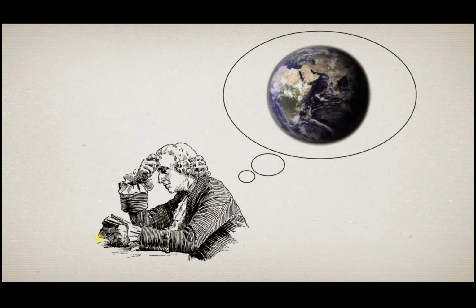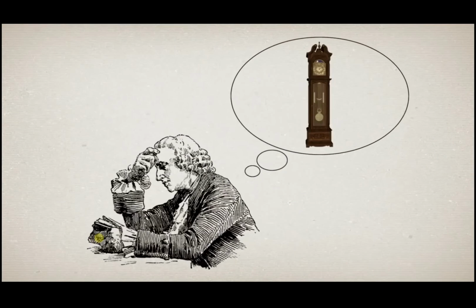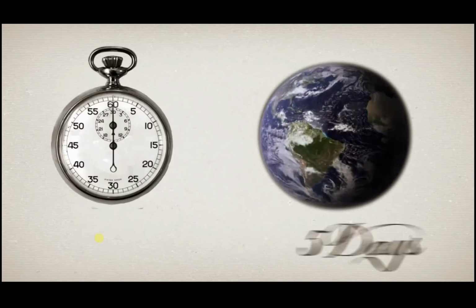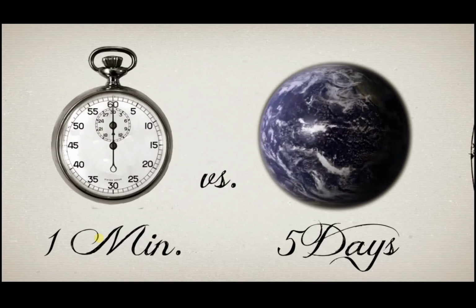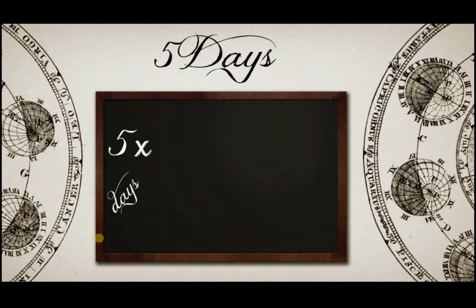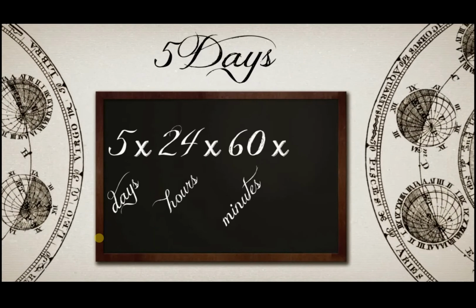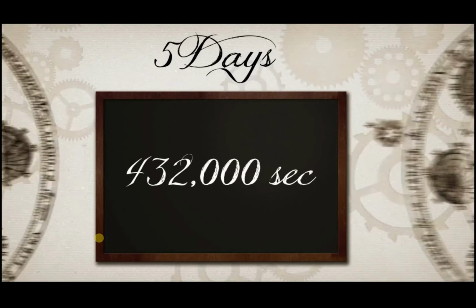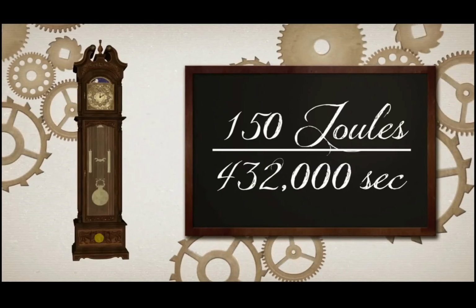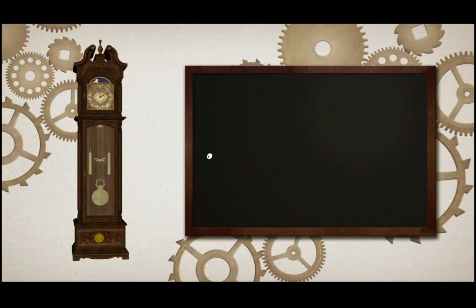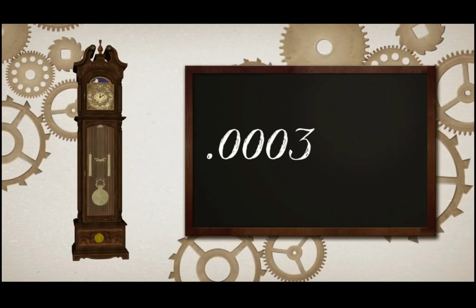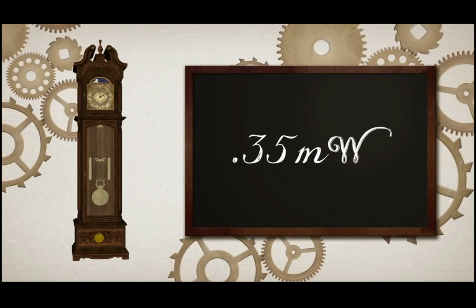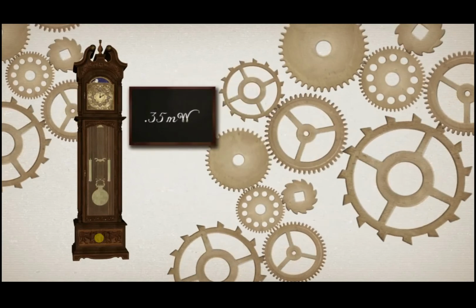We can figure this out because we already know how much work we did when we lifted the cylinders, 150 joules. But this time it took 5 days rather than a minute. 5 days is 5 times 24 times 60 times 60 again, or 432,000 seconds. So we divide the work done by the time and find an answer of about 0.00035 joules per second, or about 0.35 milliwatts. That's a tiny amount of power.